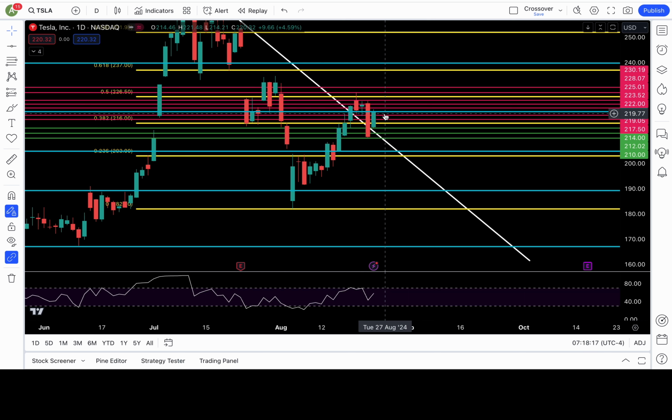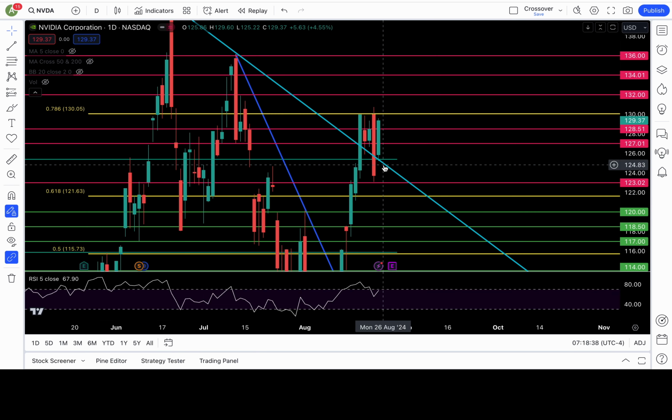If we're going to be bullish, 222, 223.5, and 225 all must clear. That would also clear the mother candle's high. I would be bullish above 225, with 226.5, 228, and 230 plus, maybe all the way up to 237, as targets I'd be eyeing.